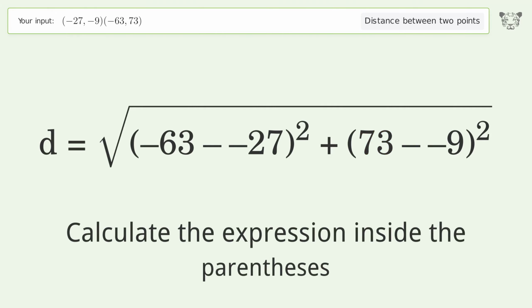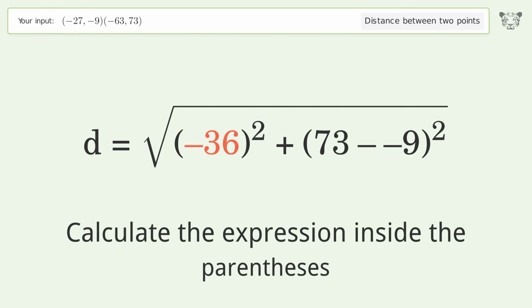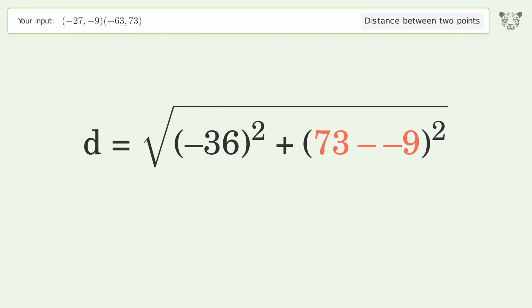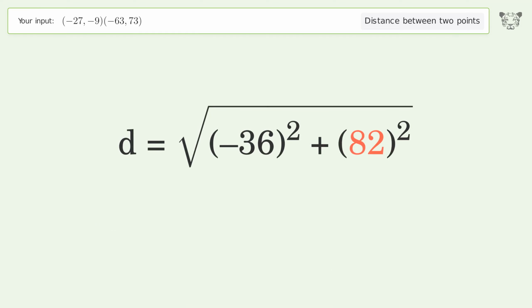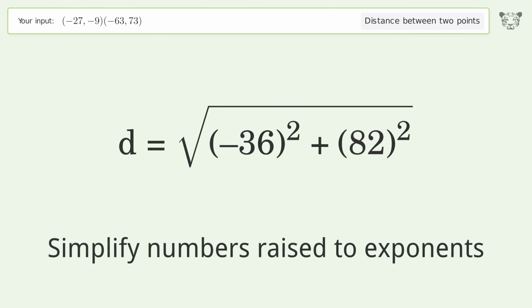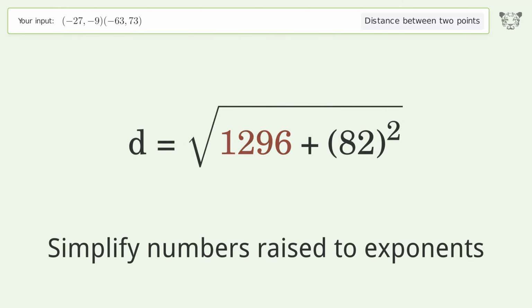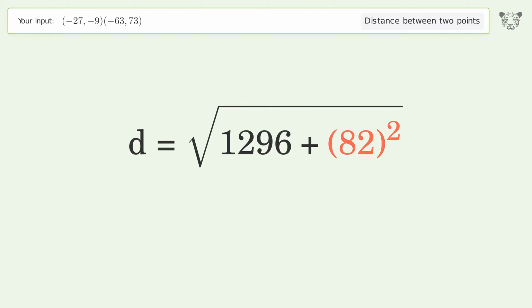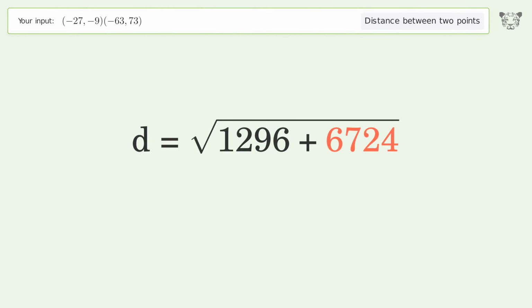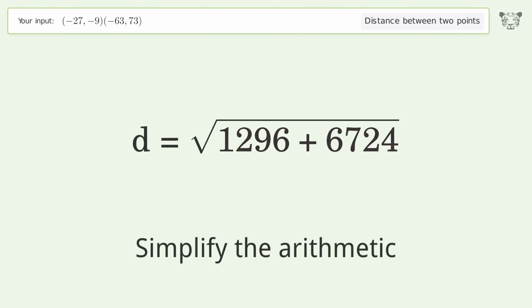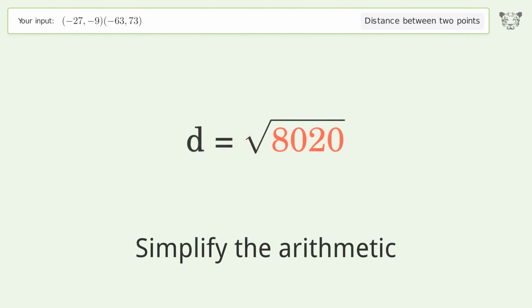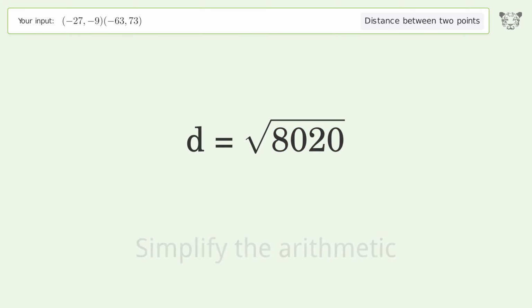Calculate the expression inside the parentheses. Simplify numbers raised to exponents. Simplify the arithmetic. And so the distance between the 2 points is the square root of 8,020 or 89.554.